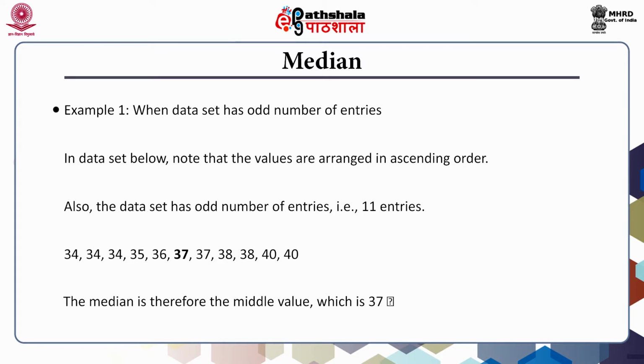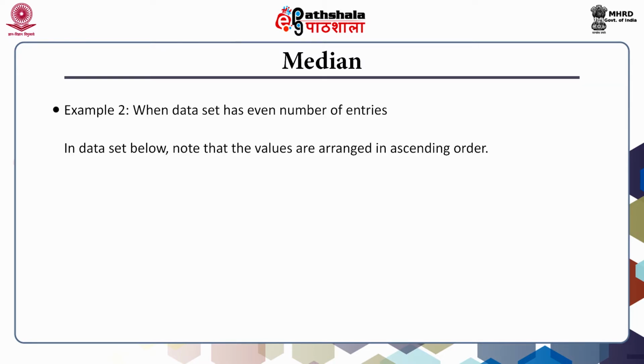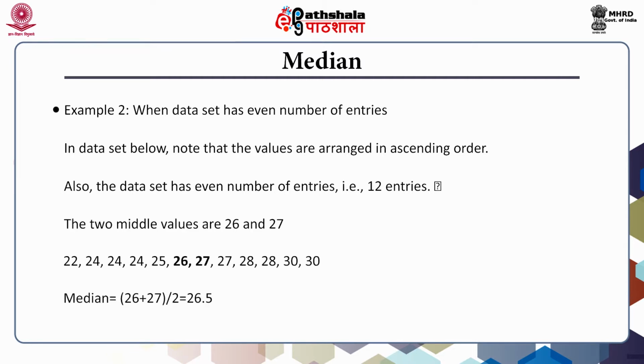In this next example, we will see what happens when there are an even number of entries. When the data set has an even number of entries, it can again be arranged in ascending order. Now we see that there are 12 entries and 2 middle values. Therefore, the median is calculated as the sum of the two middle values divided by 2, which is 26.5 in this case.